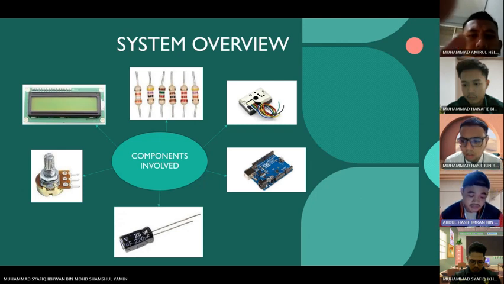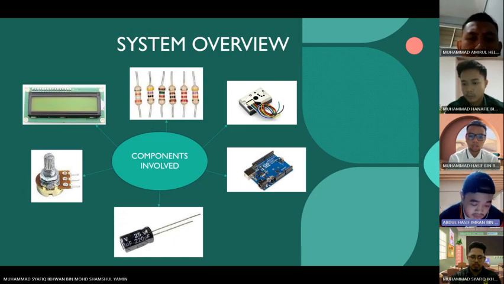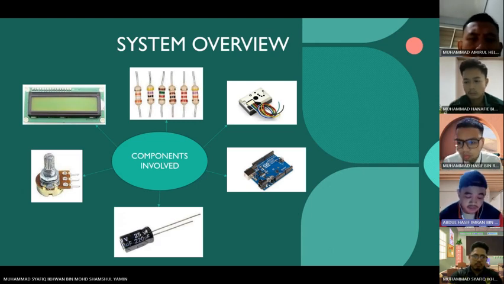Next, we also have the liquid crystal display, used to display and produce images in color. And lastly, we have the potentiometer, an adjustable voltage divider. It is a variable resistor that has three terminals. Okay, next.